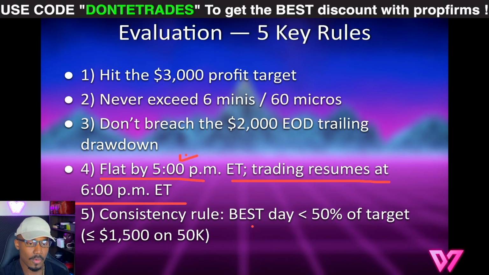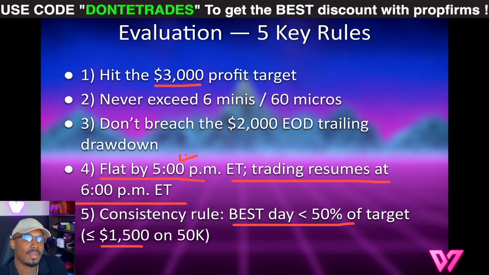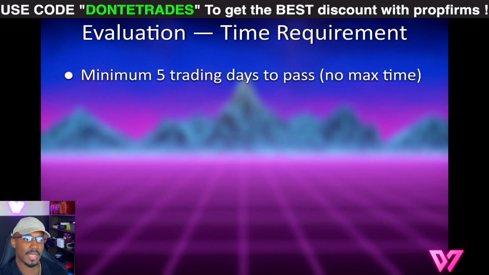And the consistency rule is 50% in the eval, right? So your best day can't be over $1,500 because the profit target is $3,000. You don't want your best day to be over $1,500 for the evals, because 50% of $3,000 is $1,500. So a 50% consistency rule, that's totally doable. Not bad, right? But just be aware of that. You can't pass it all in one trade like you can with some other prop firms, so be aware of that.